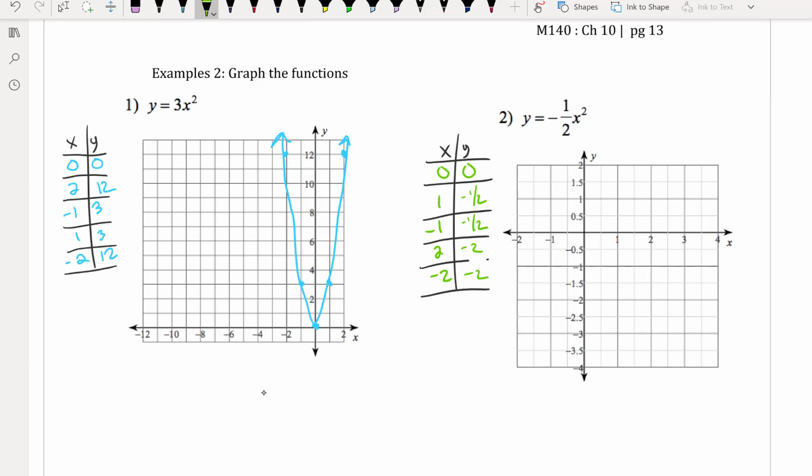So now I have some values to plug in. I have a 0, 0. I have a 1, negative 1 half. I also have a negative 1, negative 0.5. A 2, negative 2, as well as a negative 2, negative 2. So now I know what this graph more or less is going to look like. Okay. So just plugging in some values. 0 is always a good one if you have it.